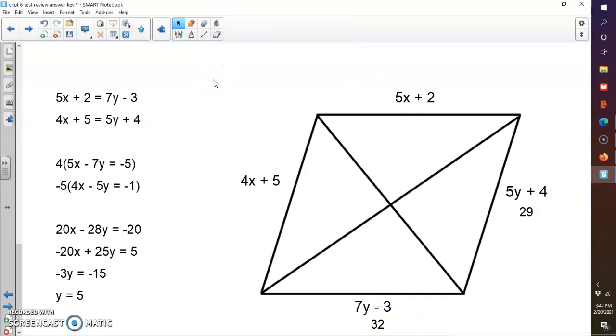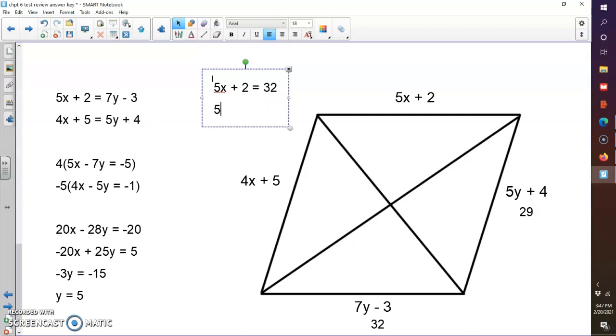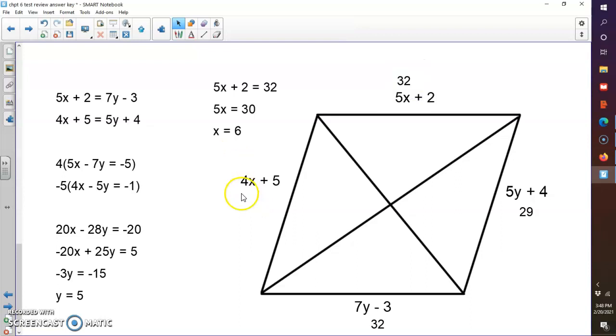I could plug back into an original, or I could do something like this. 5x plus 2 equals 32. 5x equals 30, and x equals 6. And if you were to plug that one into check, you get 32 here. 4 times 6 is 24, plus 5 is 29. And that is the next 2 pages of your review.